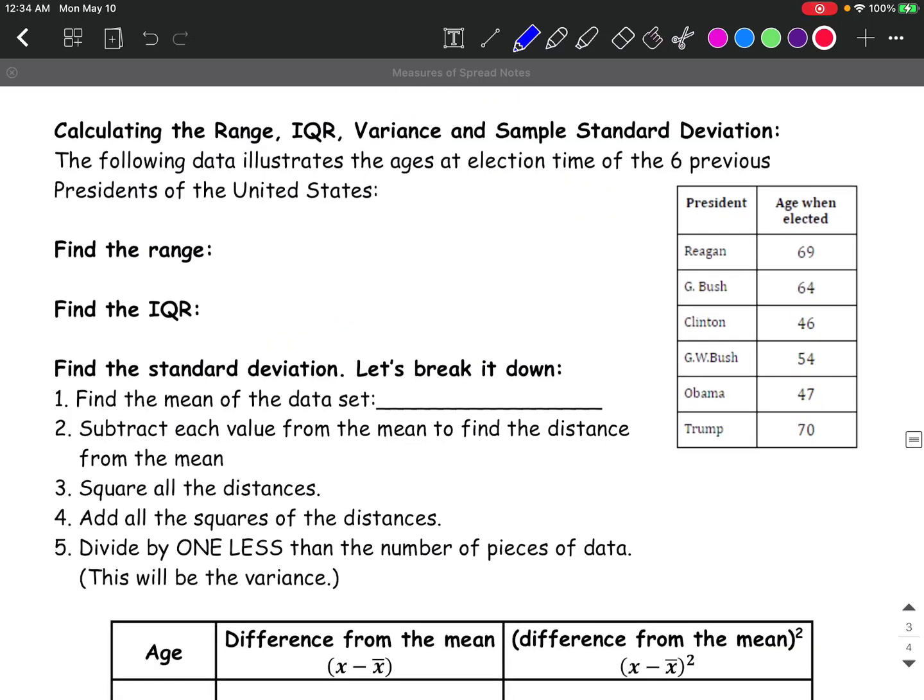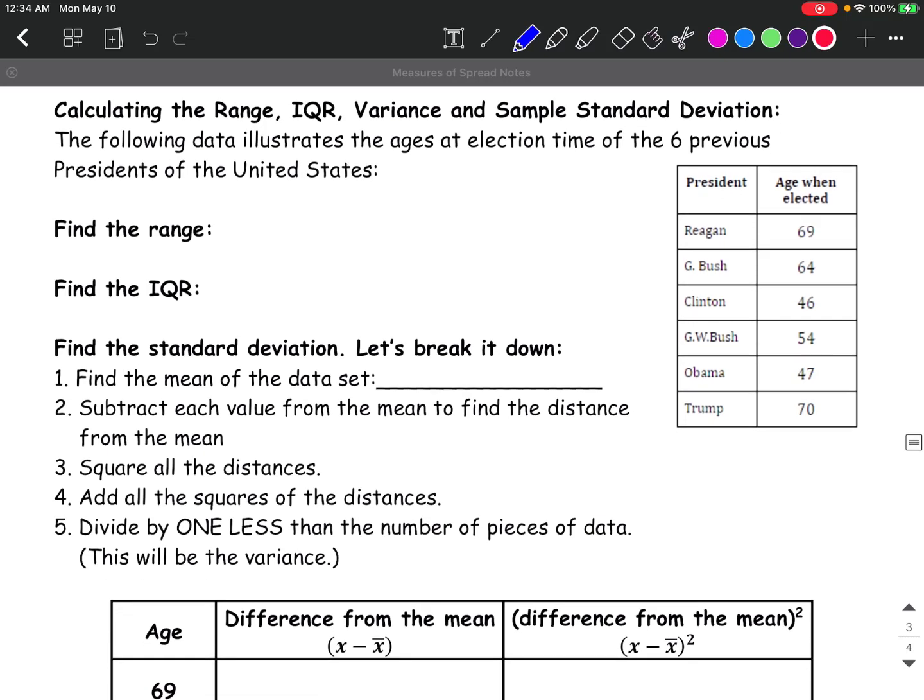Okay, here's a set of data about the presidents and the age when they were elected. And we're going to find the range, the IQR, and the variance so that we can then find the sample standard deviation. Okay, and we are using sample standard deviations because we're not doing the whole population of every U.S. president. We're only doing 6 presidents. So the standard deviation that we always use is the sample standard deviation because we never have the entire population. We're not doing a census.